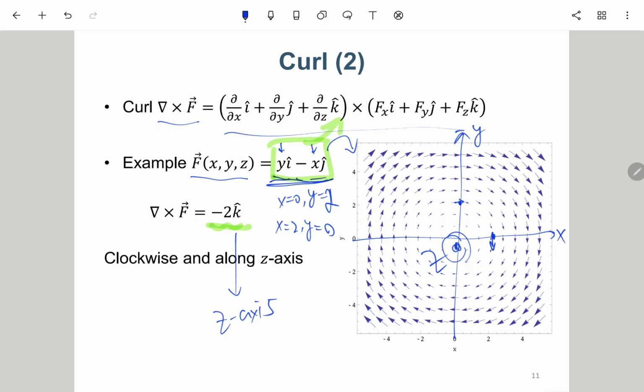Which means that if you use your thumb pointing into the page, your four fingers are rotating clockwise. So this obeys the right-hand rule. It tells you the rotational axis is the negative z axis, and then you follow this rotational axis to rotate clockwise. So this is more or less what the curl tells you.